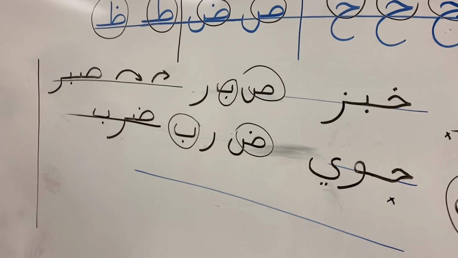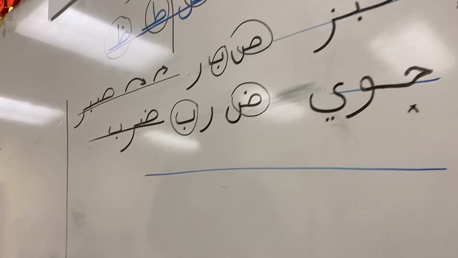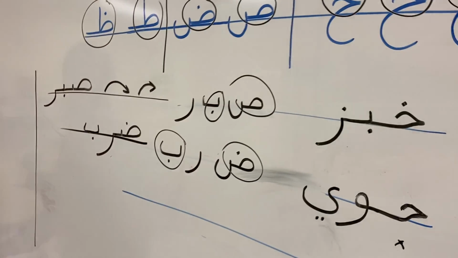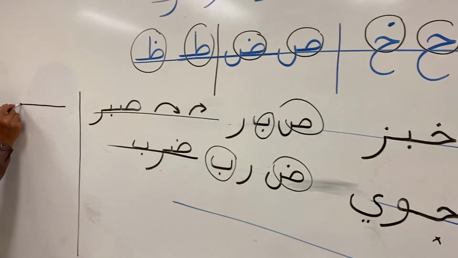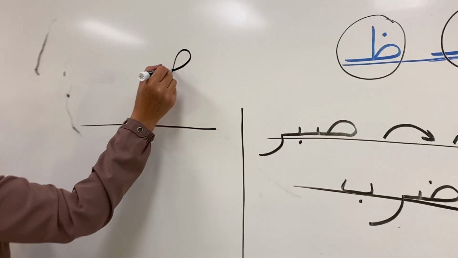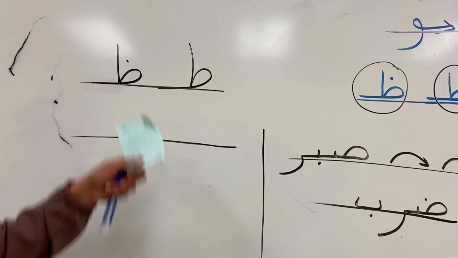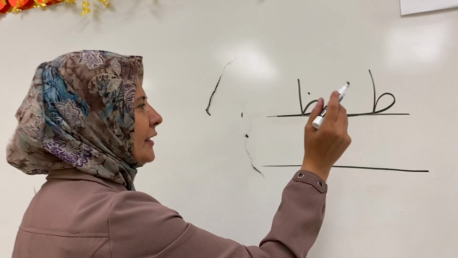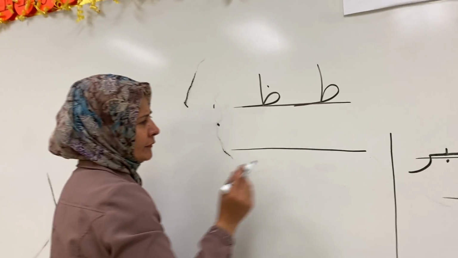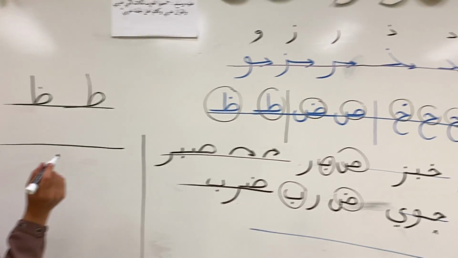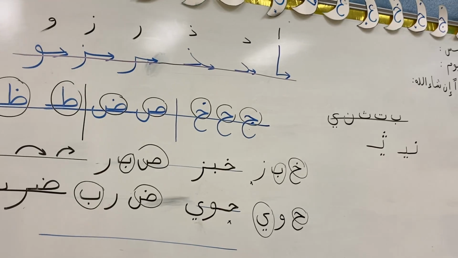Where's the eraser? Okay. The last set of our letters, which is the ta and the dha. We need to practice the ta and the dha. It's easy. What's easy about them? The beginning, middle, and end are the same shape. For example, kalimat. Okay, let me try.